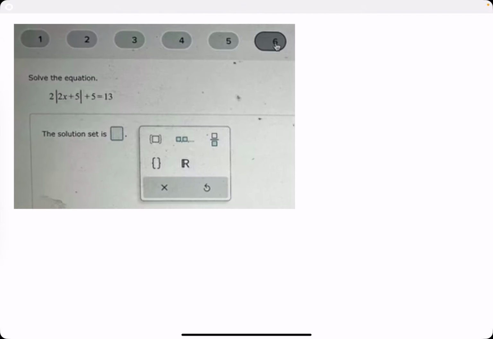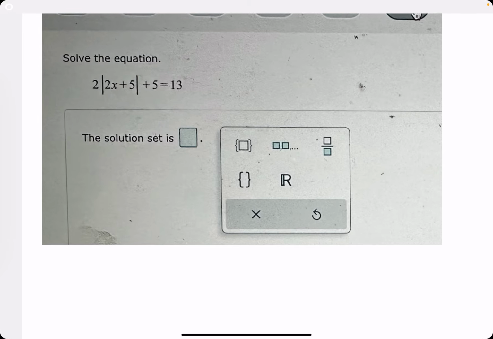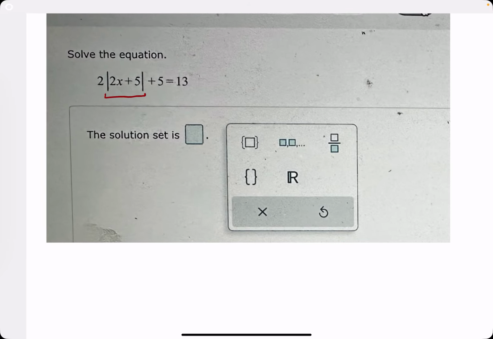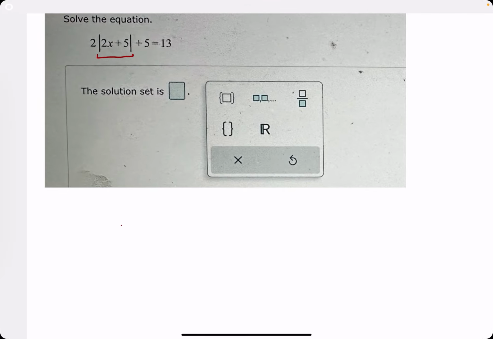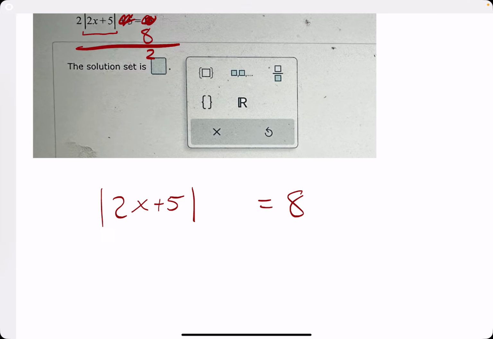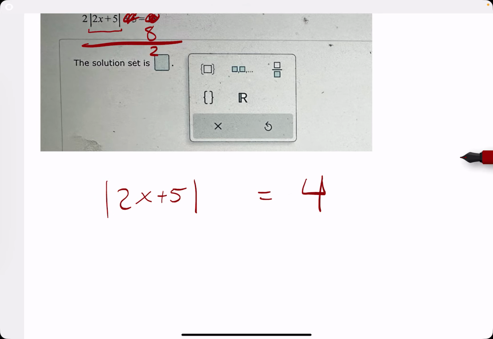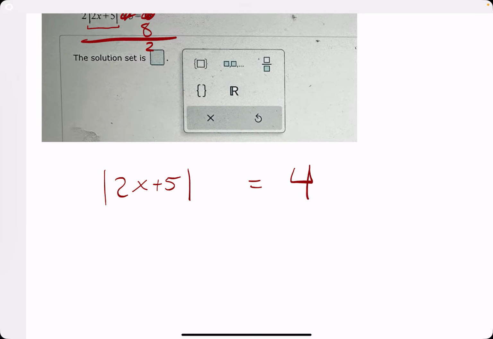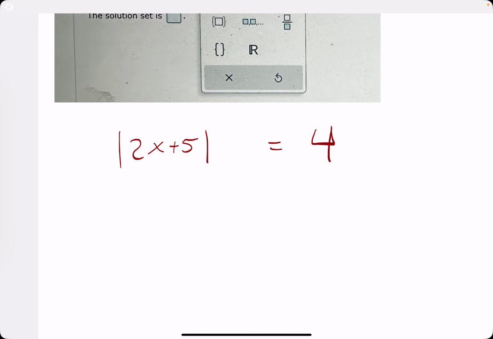Number 6, solve this equation. Okay, so my recommendation when dealing with absolute values is get the absolute value portion by itself on the left side of the equation. So we're going to subtract by 5. So we'll have 8, and then I'm going to simultaneously divide by the 2, so 8 over 2 to get 4, just to speed up the process here. So we get the absolute value situation by itself equal to 4.